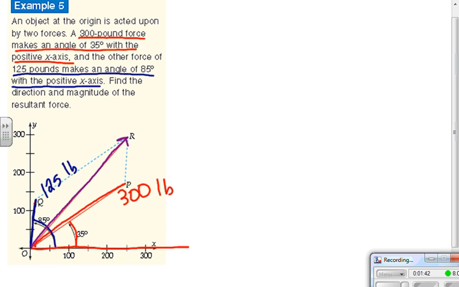So now, we've got two vectors we're working with. We have OP, which is a 300-pound force, and then we've got OQ, which is the 125 force. So first we need to go ahead and find the vector of OP. We know it has a 300-pound force, so that's its magnitude.